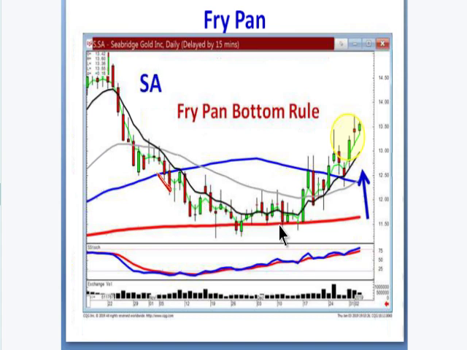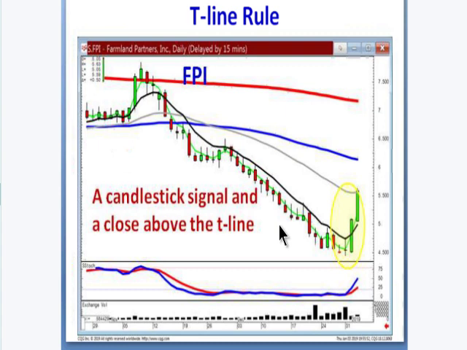Very simple. If you see a fry pan bottom, what's this telling you right here? Investor sentiment is building back up. It's not doing it in a quick fashion. It's building back up. So you've got a very simple fry pan bottom rule. You stay long until you see a sell signal and a close below the T-line. So the nice thing about candlestick analysis is that you can use very simple rules to put yourself in situations where the probabilities are greatly in your favor. The most simple T-line rule is if you see a candlestick buy signal and a close above the T-line, the probabilities are you're going to be heading positive.